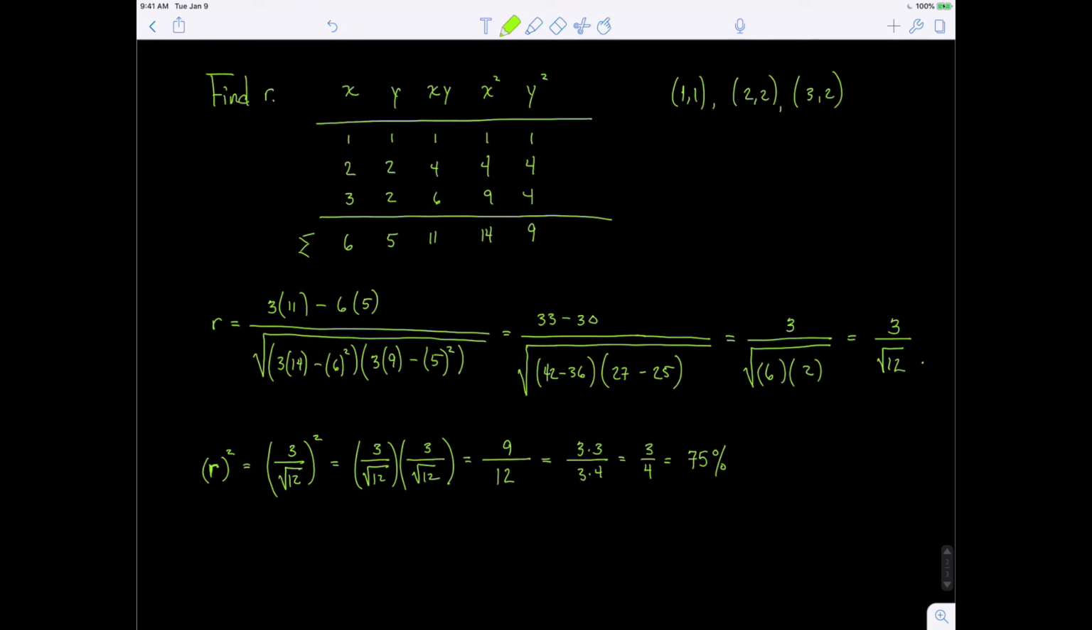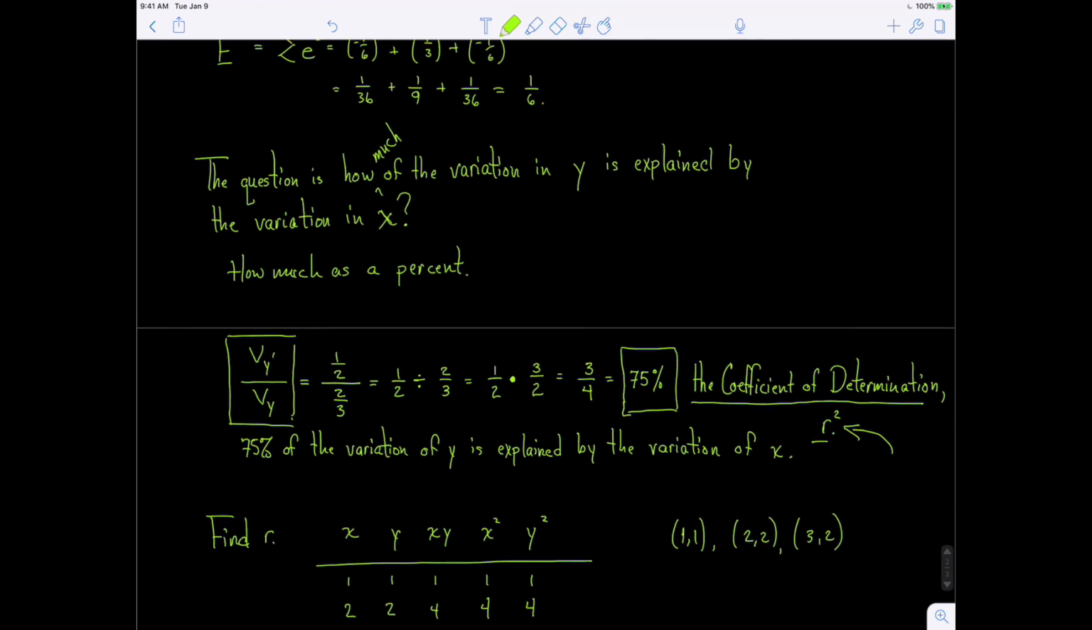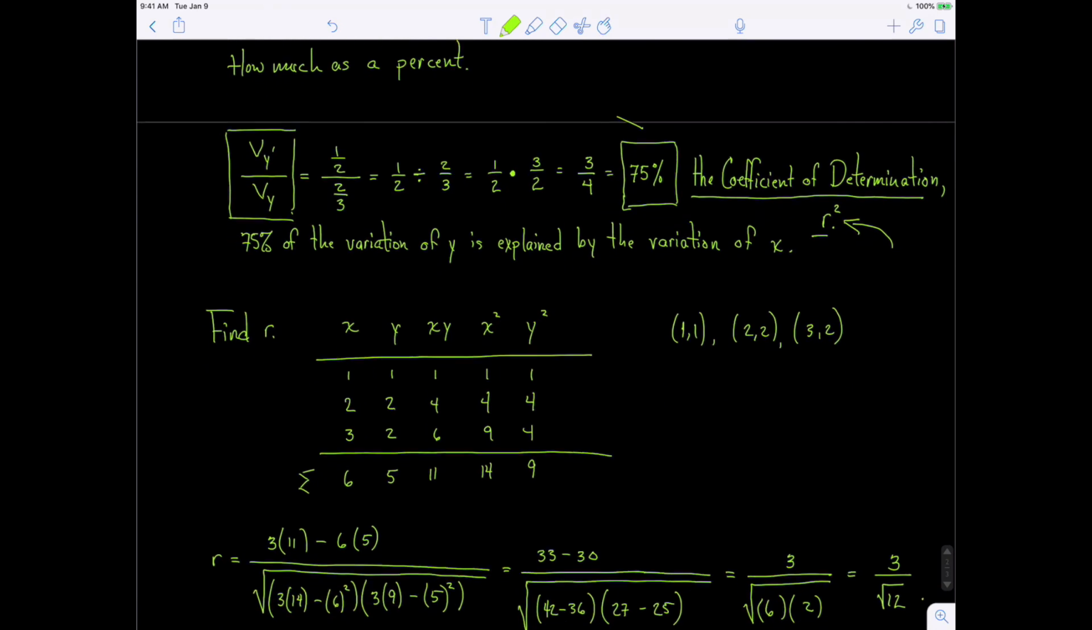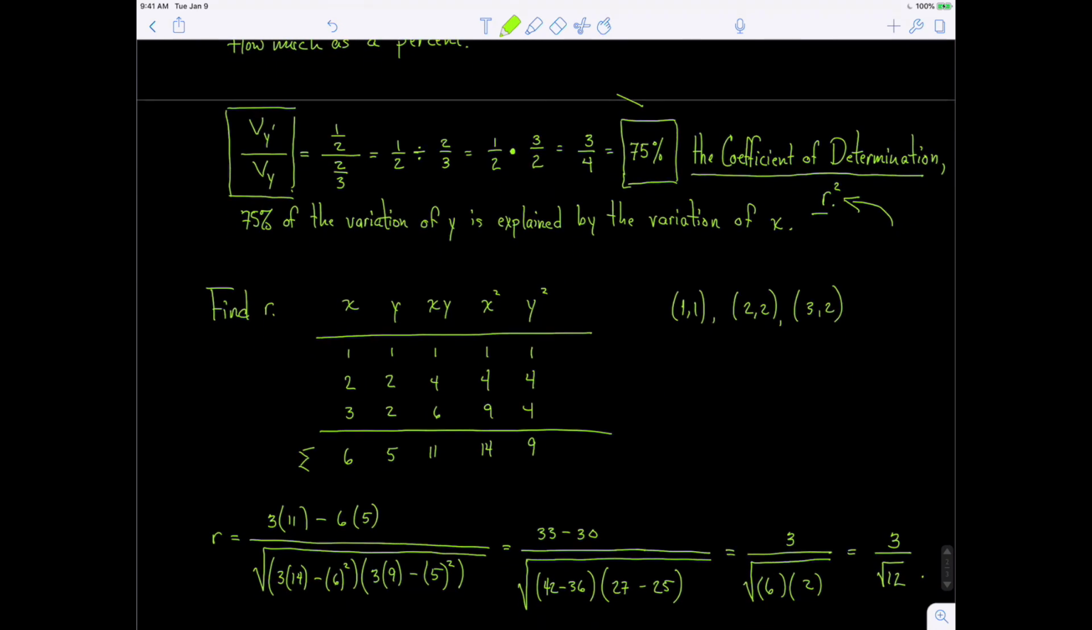And if we look up above, do we have a match? And there it is. Bingo. We got a match. You can find the coefficient of determination at the beginning of all of these problems by very quickly squaring your correlation coefficient r.